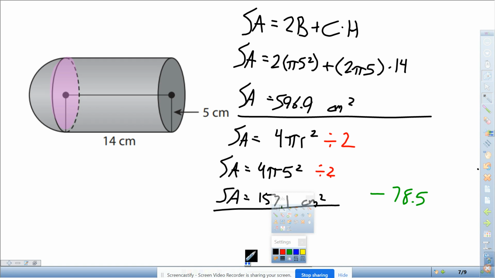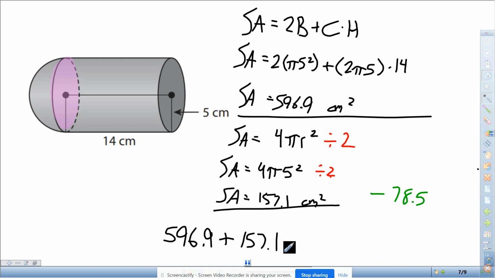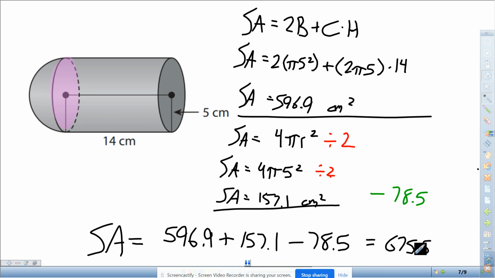By the way, if you want to share yourself in your notes, I'm getting a little sloppy on this. So 596.9 plus 157.1 and then minus 78.5. That's going to get us the surface area of the entire composite figure. Let's see what we got. 596.9 plus 157.1 minus 78.5, and I'm getting 675.5 centimeters squared.